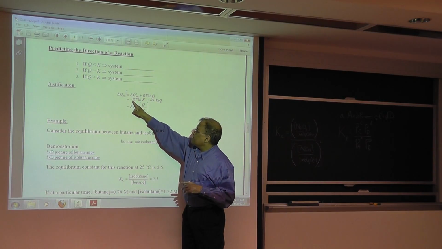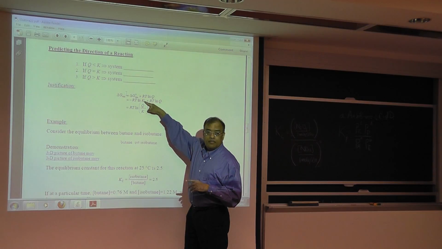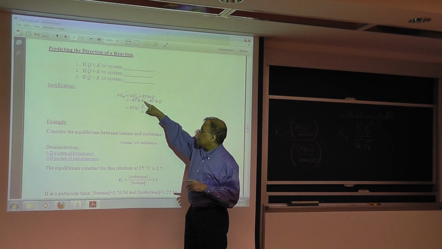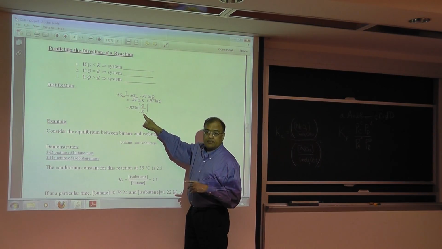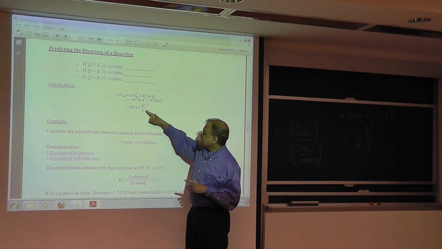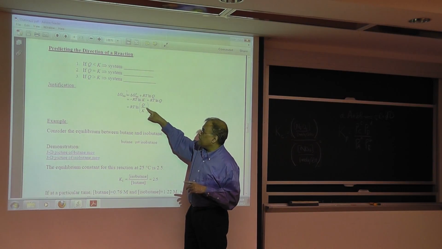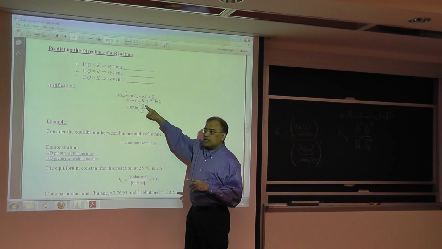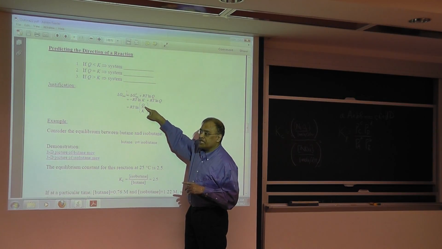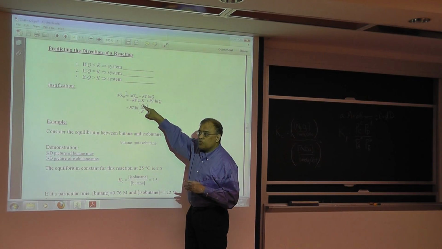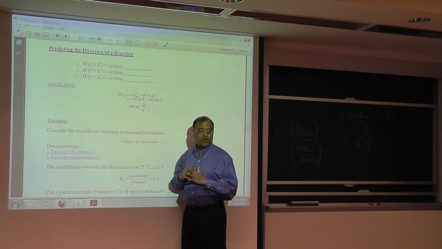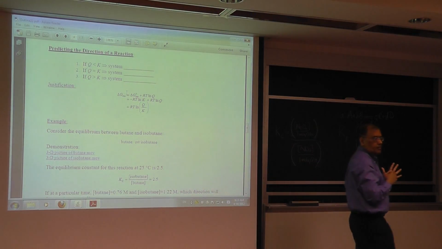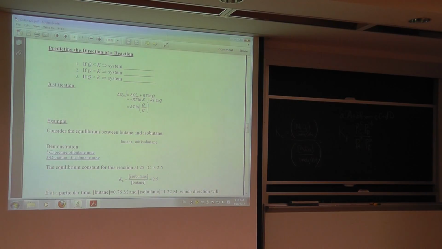Delta G naught reaction can be written as minus RT natural log of K. Therefore, this can be written as RT natural log of Q over K. If Q is less than K, what is this quantity going to be? Less than 1. Log of a number less than 1 is negative, and therefore the reaction goes forward. Questions?